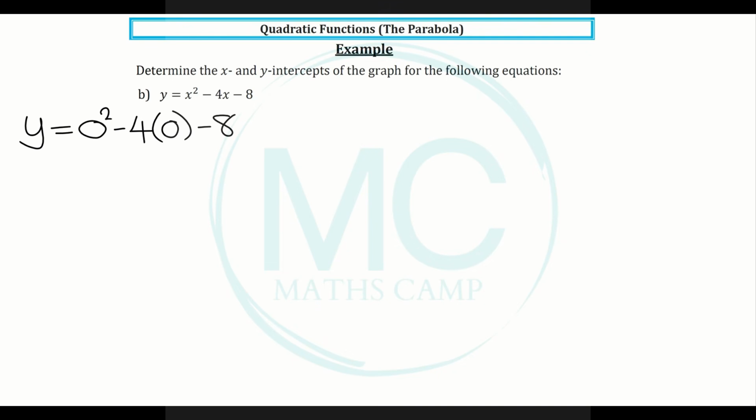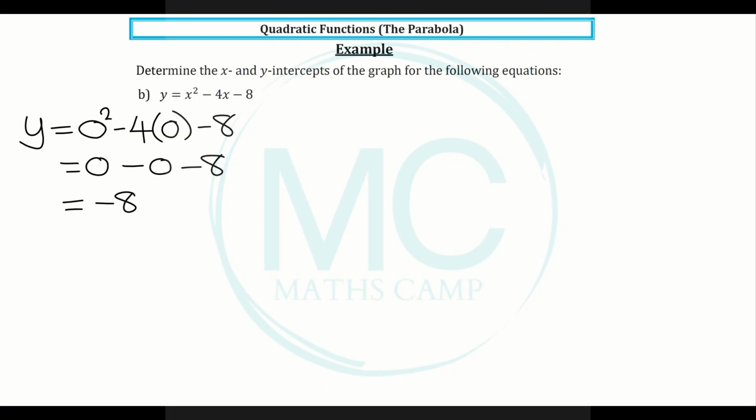0 with any exponent is still 0. So now we have 0. And when you multiply 0 by any value, your answer is 0. So we have 0 minus 8, which gives us a y-intercept at negative 8.